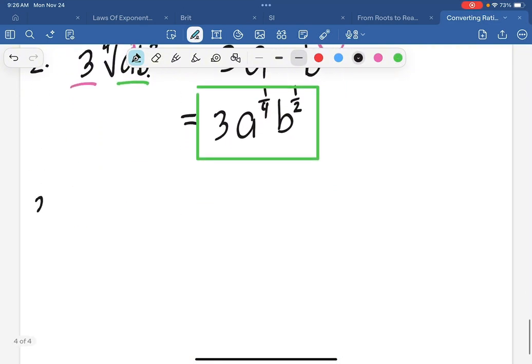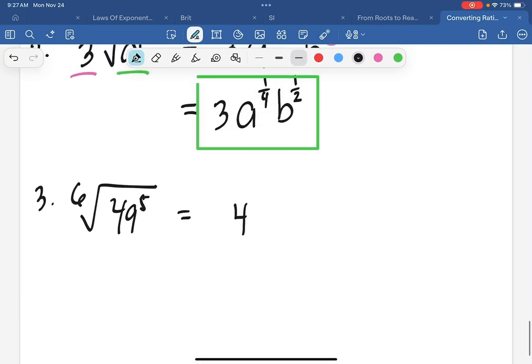Let's have the next example. Let's involve a constant. So let's write the 6th root of 49 raised to 5. Again, this one's just easy because we just need to identify the base first. So 49 raised to something. So we have here 5 as our numerator, and then 6 as our index is the denominator. And that's it.